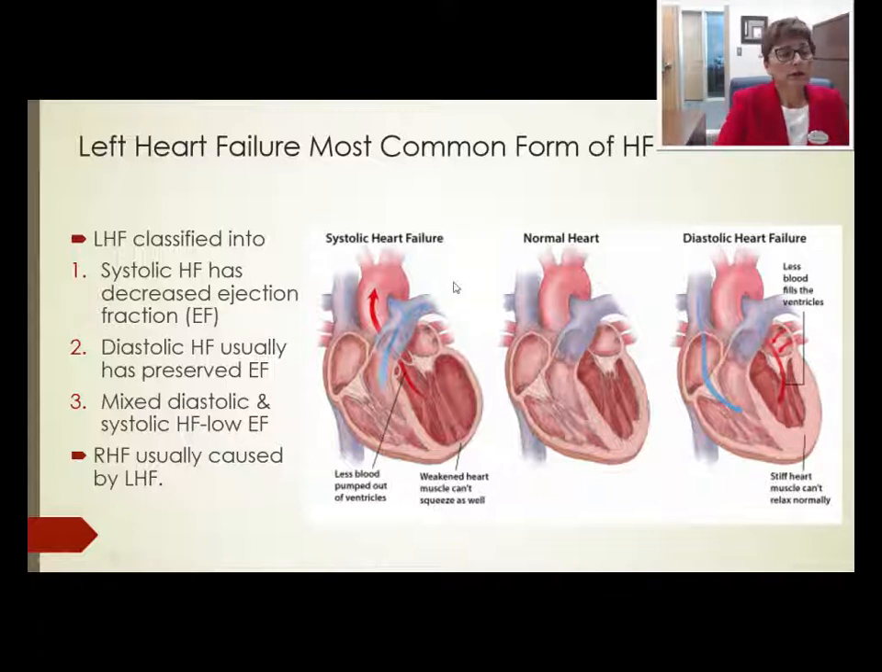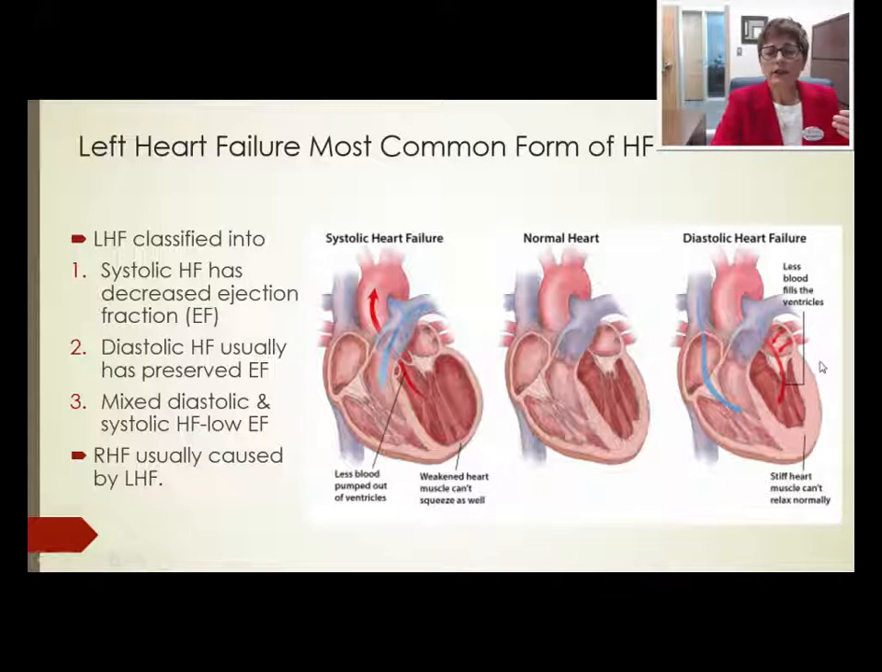Left heart failure is classified into systolic heart failure, where the patient has a decreased ejection fraction. In the next slide, I'll talk about what that is. Diastolic heart failure is where the muscle is really stiff. Systolic heart failure, I think of it as old underwear. You've lost your stretch. The old underwear doesn't stand up well anymore, so it doesn't squeeze around your waist like it's supposed to. That's systolic heart failure.